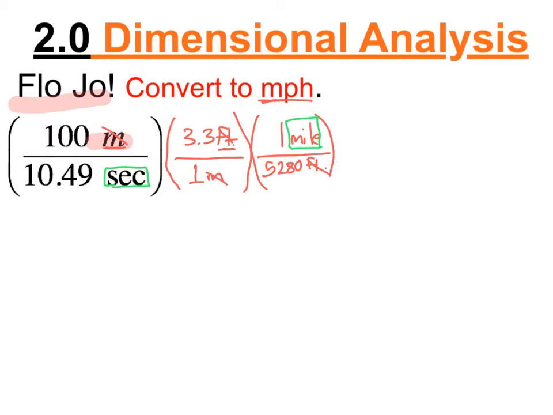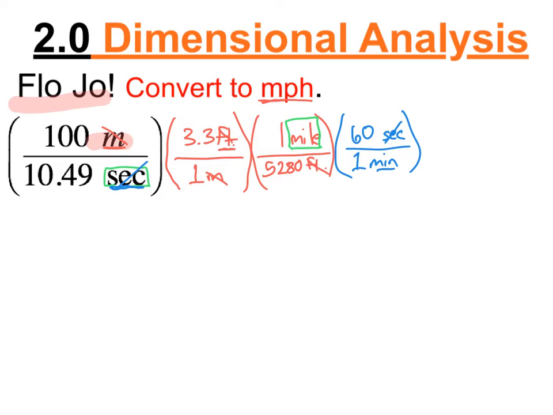And now notice here, seconds is on the bottom. So if I want to cancel out seconds, I need to put seconds on top. And what I know about seconds is that there are 60 seconds in 1 minute. And now the seconds cancel out. And now I have miles per minute as my next dimension.